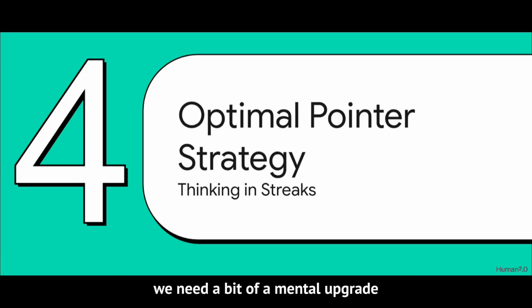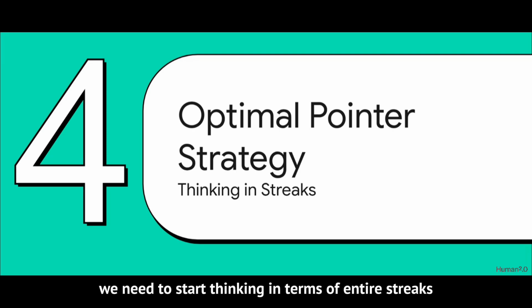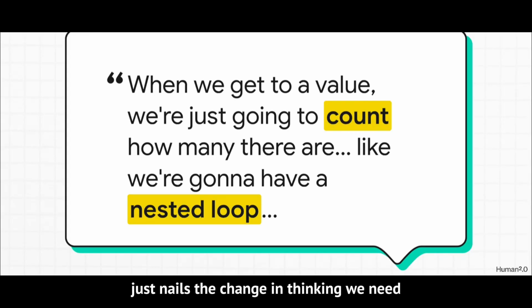We need a bit of a mental upgrade. And the key is to stop thinking about one element at a time. We need to start thinking in terms of entire streaks of identical numbers. And this quote just nails the change in thinking we need. We're going to stop asking, is this single element a duplicate? Instead, we're going to start asking, okay, I've just landed on a 2. How many 2s are there in a row right here?